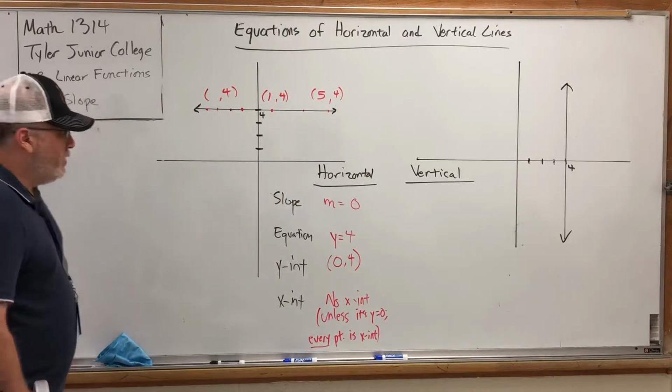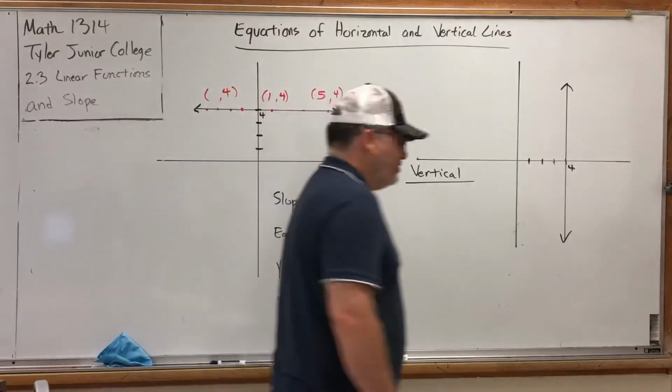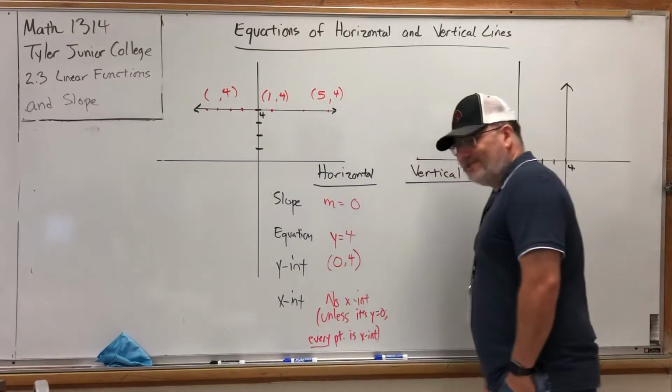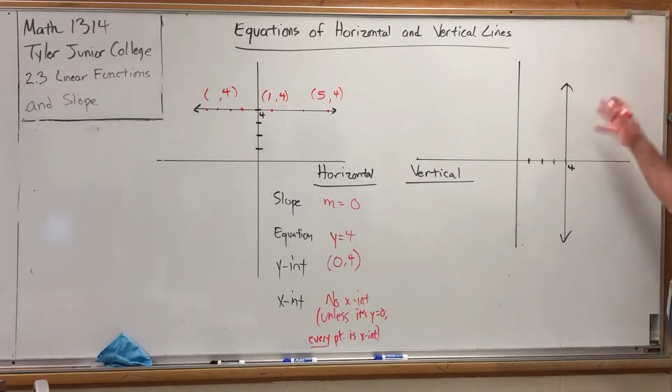So normally a horizontal line has no x-intercepts, with the exception of the x-axis, which is all the x-intercepts. But what about a vertical line? Do you remember what we said about the slope of a vertical line?